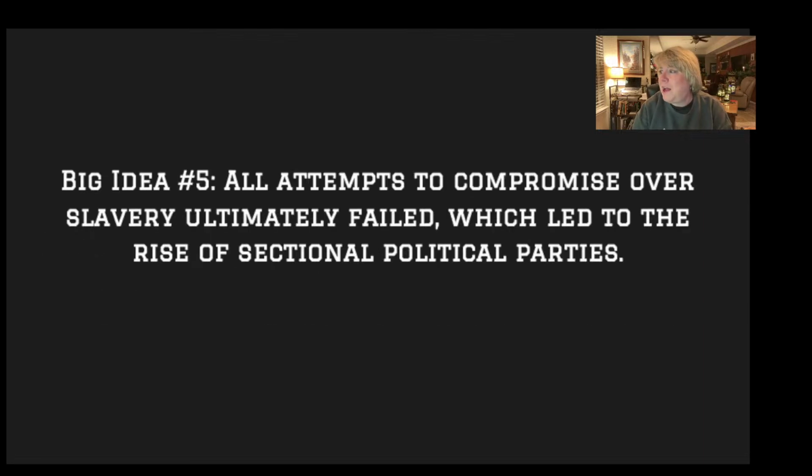Big idea number 5. All attempts to compromise over slavery are going to ultimately fail, which is going to lead to the rise of sectional political parties. Couple things are going to happen right after Dred Scott. First and foremost, you're going to see in Illinois, the Senate election is going to step up, and Stephen Douglas is running for senator against Abraham Lincoln. And they're going to do a series of debates. They're known as the Lincoln-Douglas debates, and they are debating the merits of the Dred Scott decision, whether or not it was right or wrong.